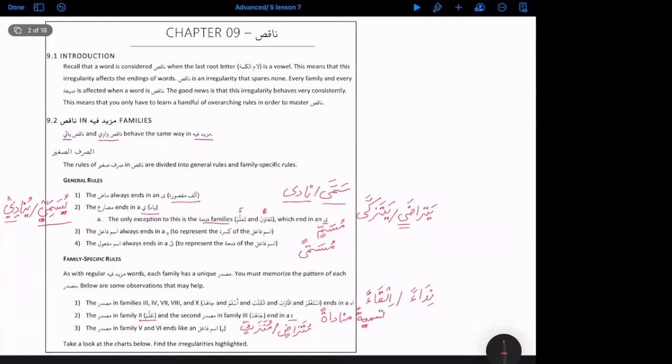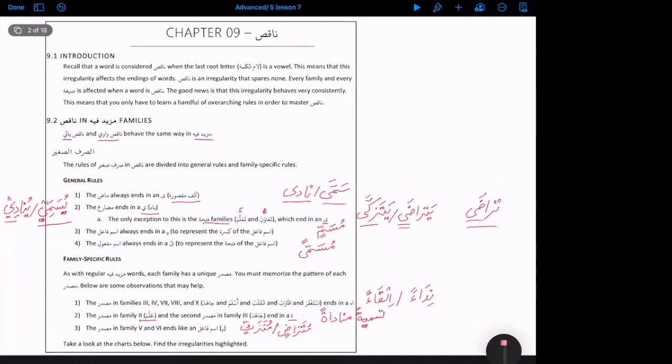But over here, even in the past tense, so we say Tarada, right? Tarada would be the Madi. So it is ending on Alif Maksura. Same, Tazakka is the past tense. So again, it is ending on Alif Maksura. So basically, when we come to family 5 and 6, this is the exception, that they are ending on Alif Maksura.